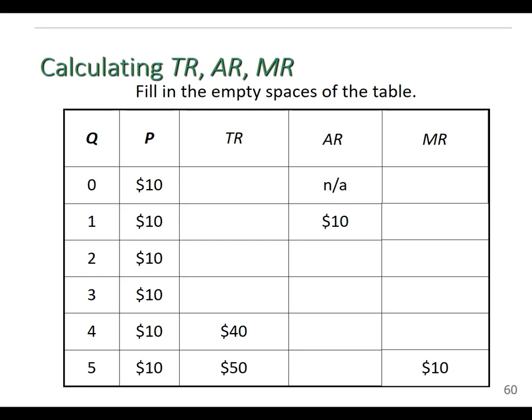One thing that helps me is just writing the formulas here. Quantity times price equals total revenue. This also gives you practice, so when you're on the test, you can quickly recall whatever it is. Total revenue divided by quantity equals average revenue. And marginal revenue, remember, is the change in total revenue over the change in quantity.